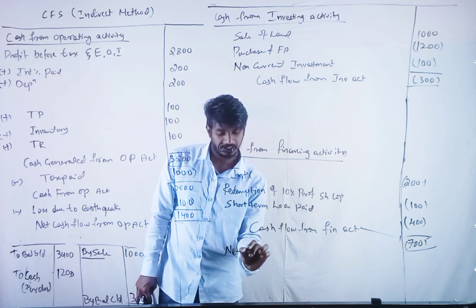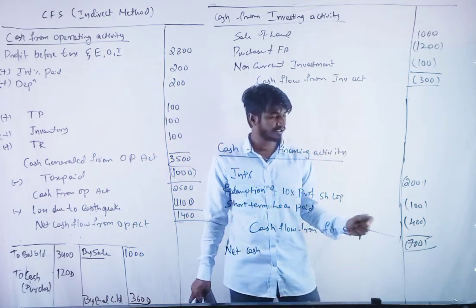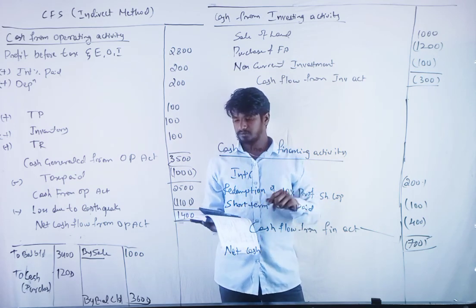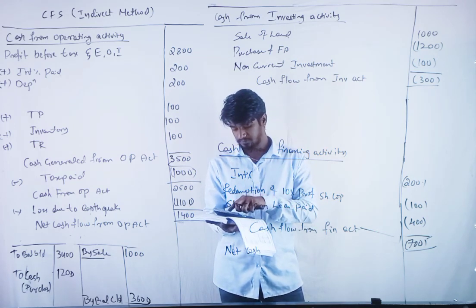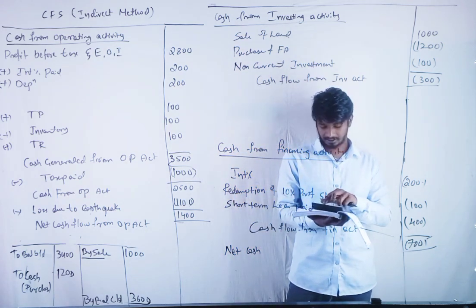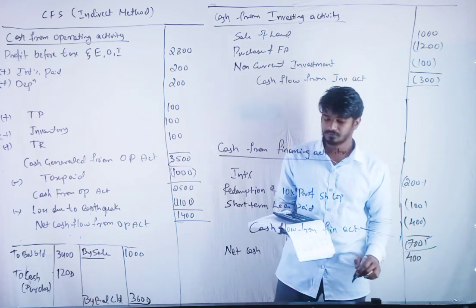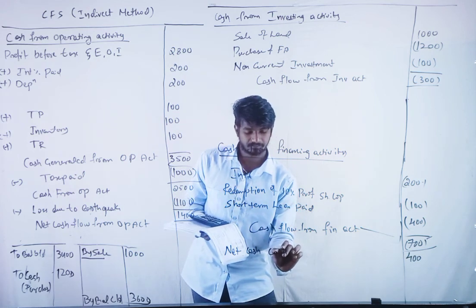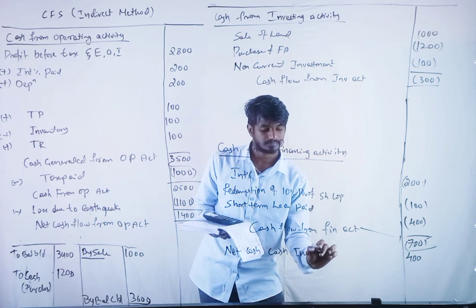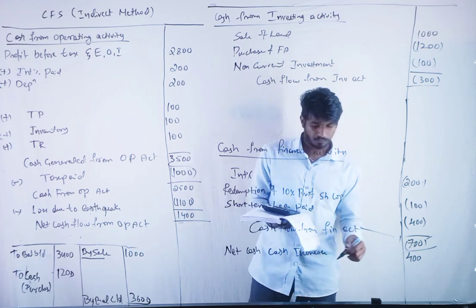Then net cash or cash equivalent increase or decrease. Let us check that, increased or decreased. Okay, 1400 minus 300 minus 700. Net cash increase or decrease is 400. Net cash increased. Net cash increase from these activities is 400.